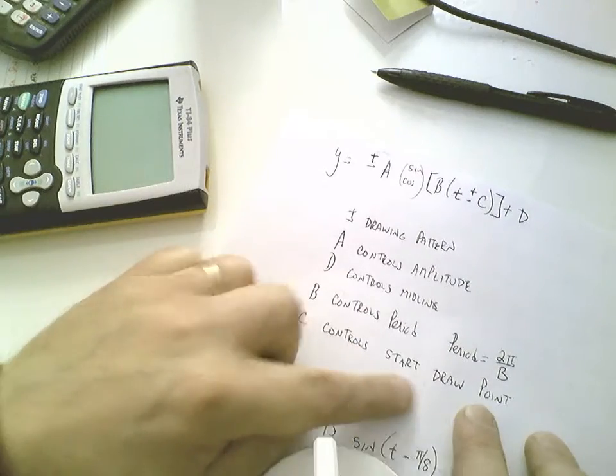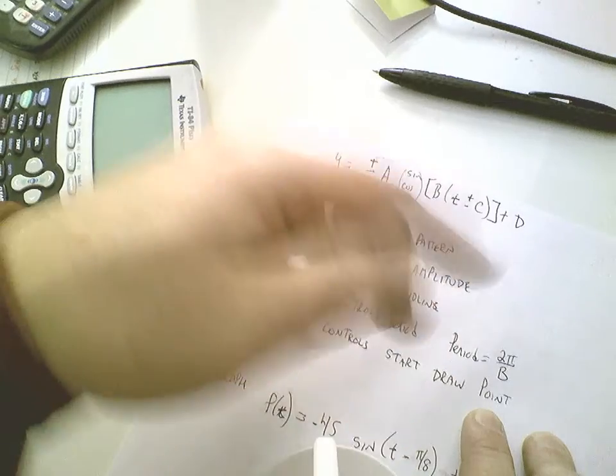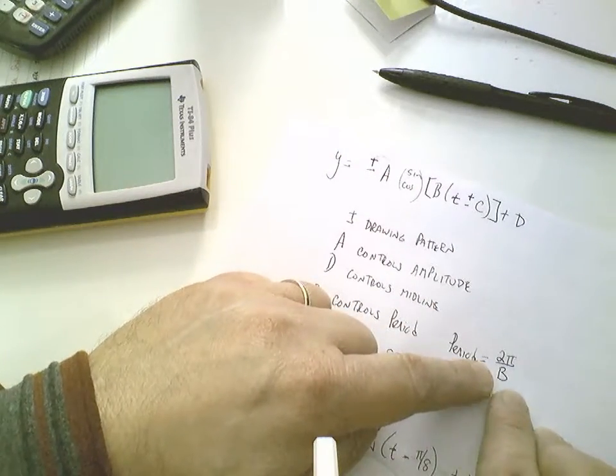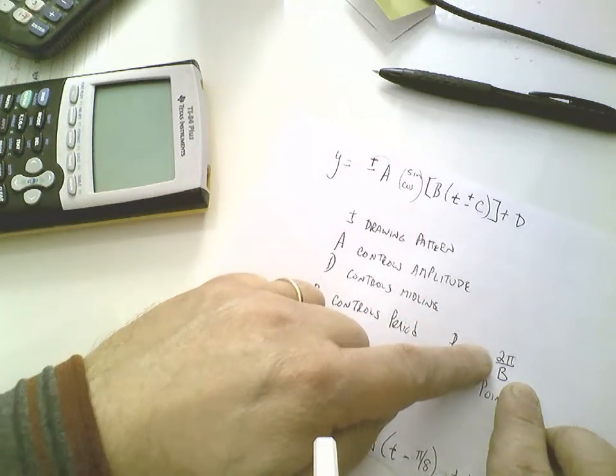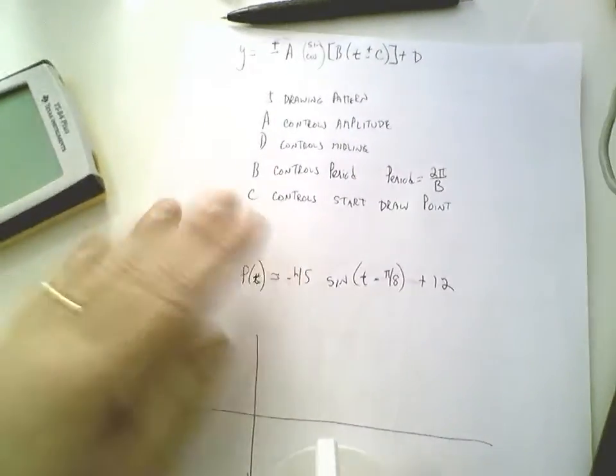What else do you know? If you start drawing at whatever your value of c is, plus or minus, then your end drawing point is whatever the length of the period is. So this is going to give you a good way to look these through. So let's take a look at an example.